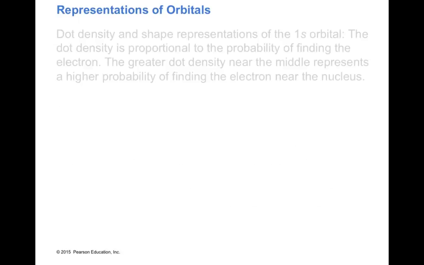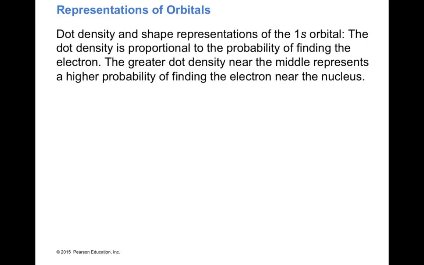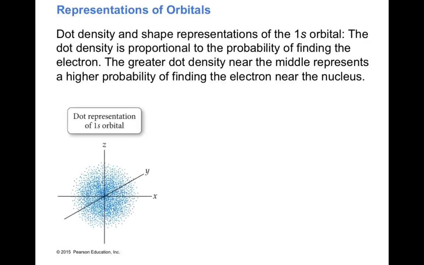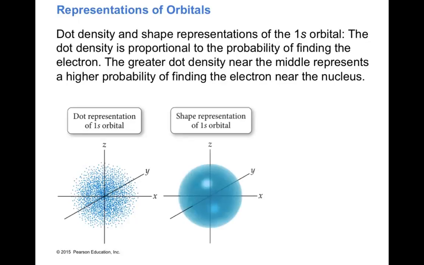So let's see that: the dot density and shape representation of the 1s orbital. The dot density is proportional to the probability of finding the electron. So here we have a dot representation of where you can find that electron. As you can see here, the shape is basically like a sphere. The greater dot density near the middle represents the higher probability of finding the electron near the nucleus.